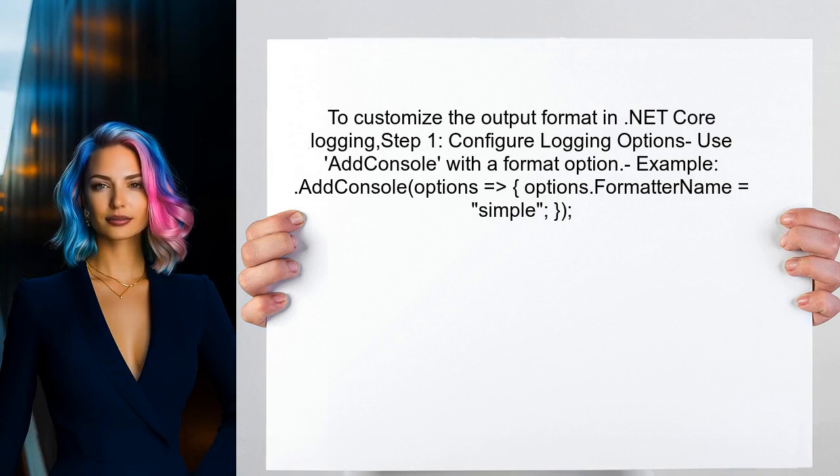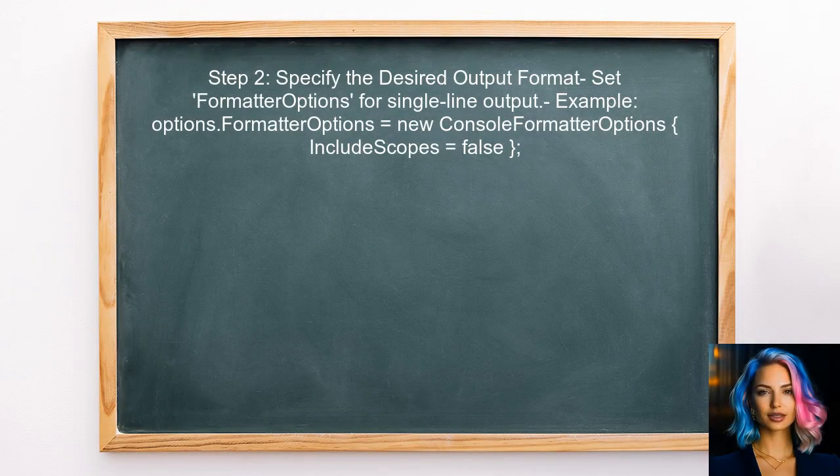To customize the output format in .NET Core logging, the user can start by configuring the logging options in the program's setup. This involves using the AddConsole method with a specific format. Next, the user should specify the desired output format. In this case, we want to combine the log level, category, and message into a single line. This can be done by setting the FormatterOptions property.